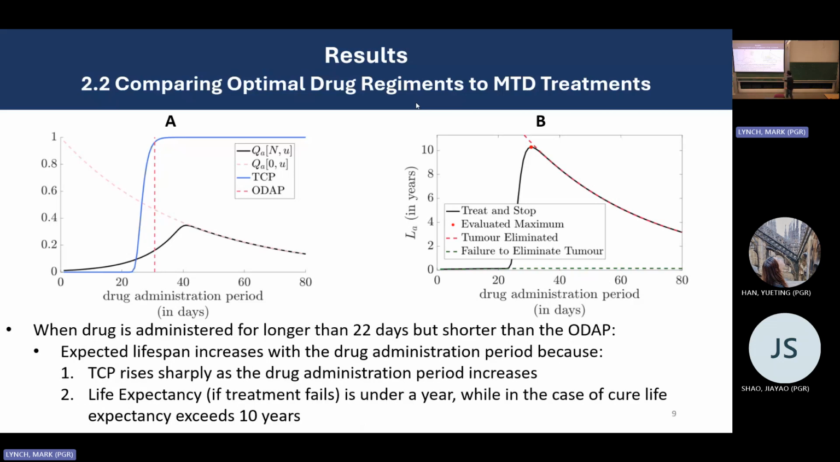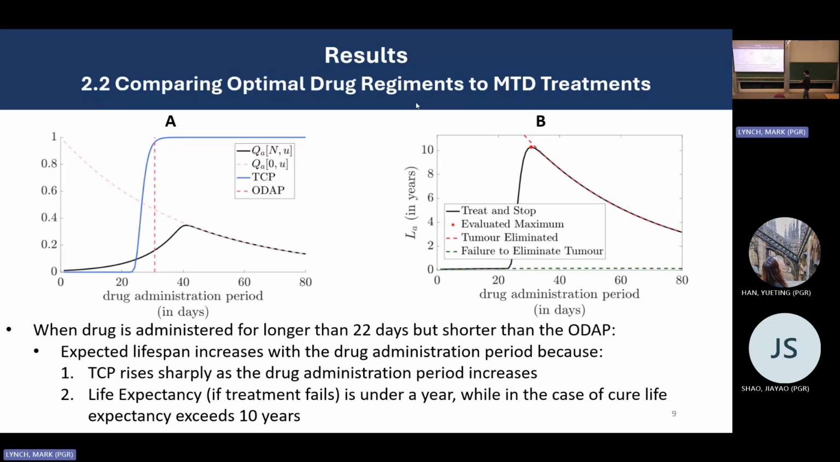Now, if we look at drug administration periods that are shorter than the optimal period, we have two cases. The first case is between 0 and around 22 days, where basically the tumor control probability is 0. In that case, the survival probability is less than 0.1. So this is quite suboptimal. And in the case between 24 days and the optimal drug administration regimen, we can see that the tumor control probability is notably less than the tumor control probability in the optimal case.